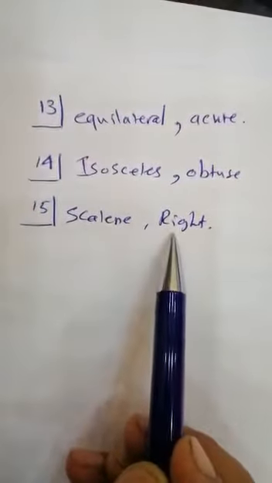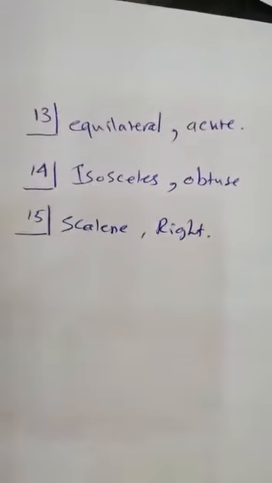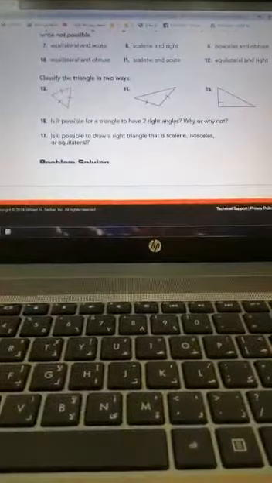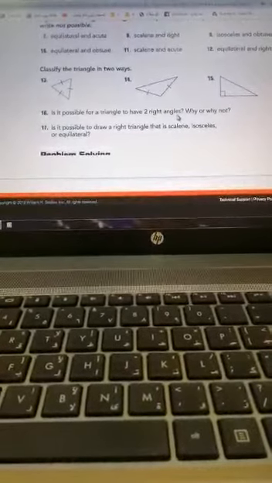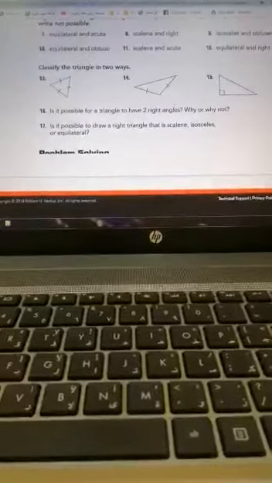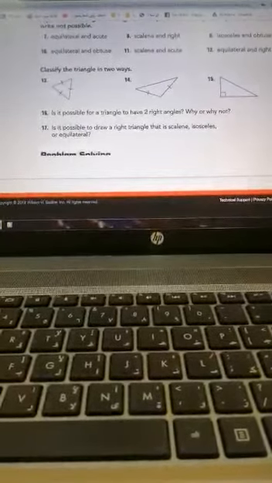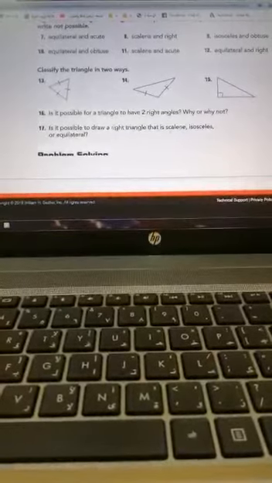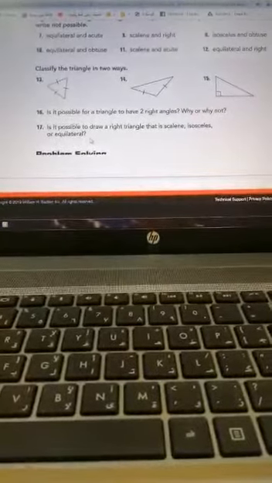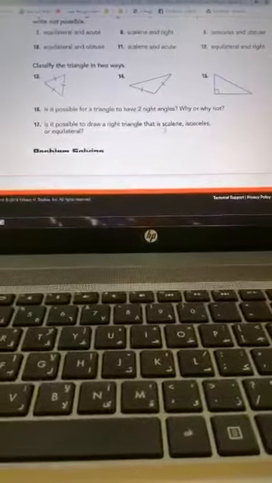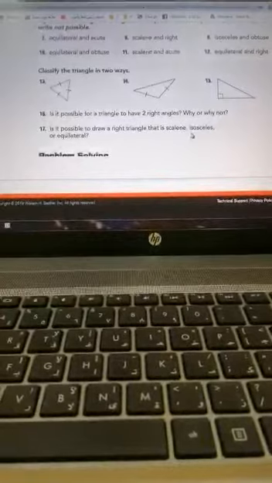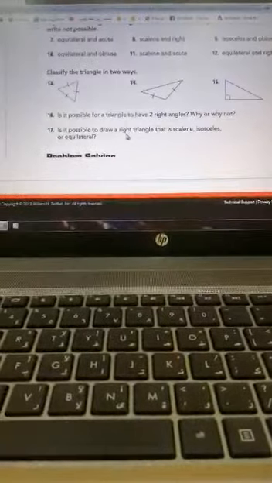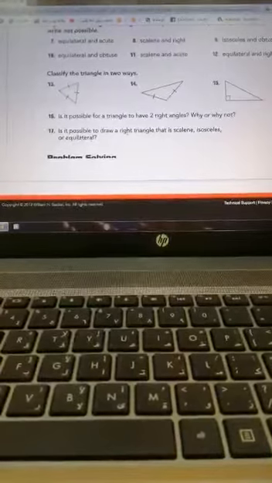Okay guys, now look guys, in question 16, is it possible for a triangle to have 2 right angles? No. Why not? Because there's one right angle and the others must be acute angles. Okay, in question 17, is it possible to draw a right triangle that is scalene, isosceles, or equilateral? Yes, we can draw a scalene triangle, and at the same time right. We can draw an isosceles triangle and at the same time a right triangle, but equilateral with right, it's impossible.